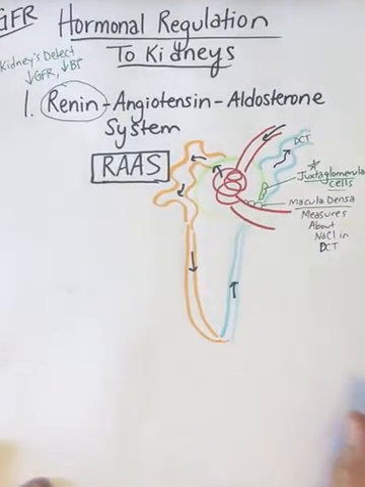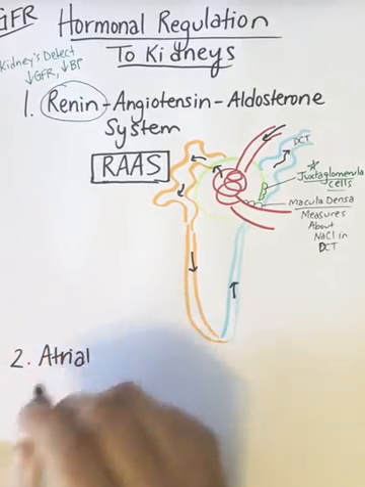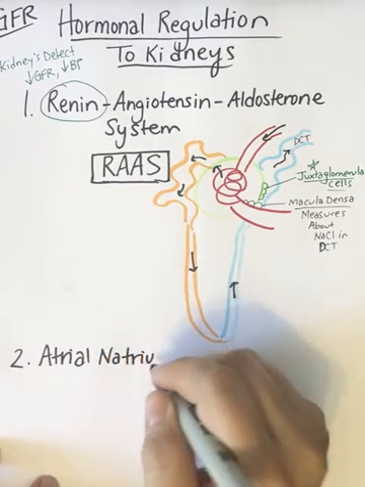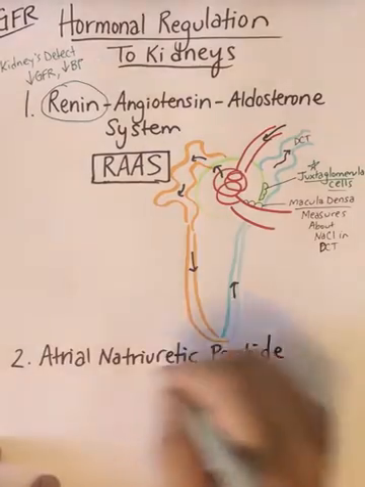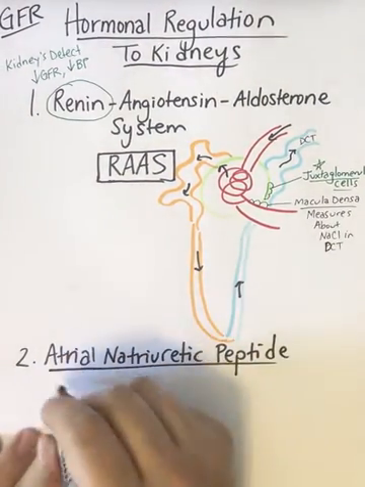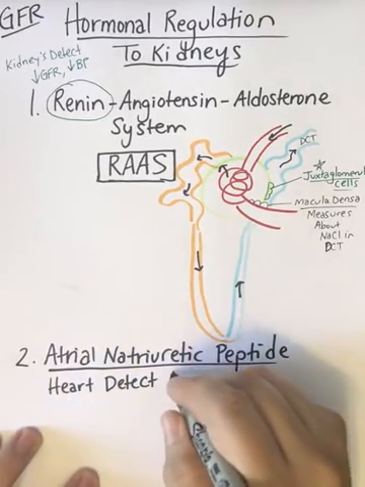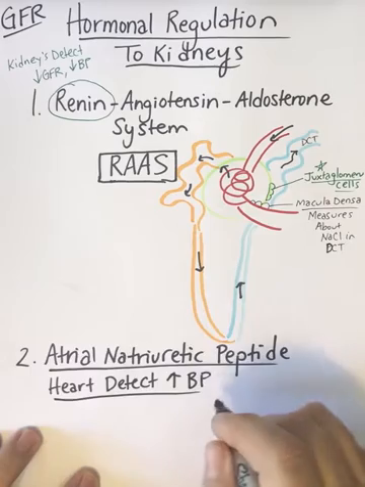Now, the next one is the atrial natriuretic peptide. So the first system that we had was the renin, angiotensin, aldosterone system. So there's a lot to do with this. The second one is atrial natriuretic peptide, which is going to come from the heart. So your heart is going to detect in the atria that you have an elevated blood pressure. So your atria produces ANP.